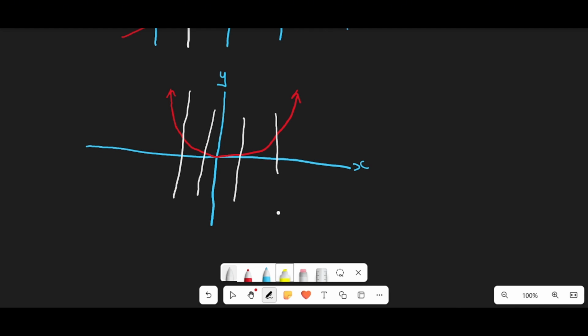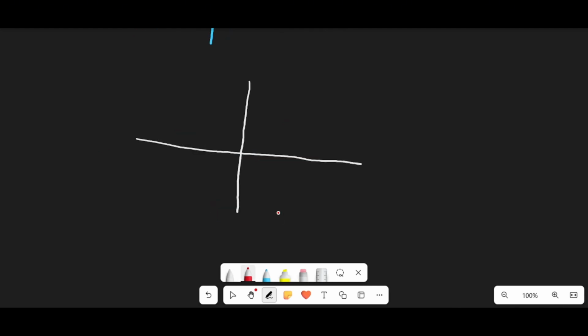Now let us consider this one. You will see that the vertical line intersects the given graph at more than one point. So this is not a function.